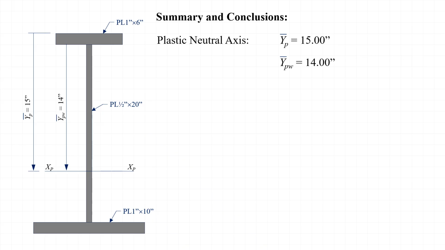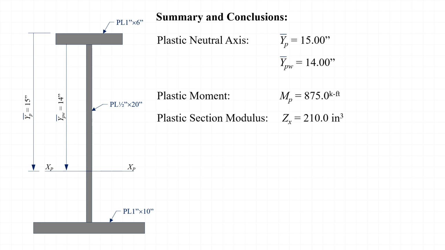In summary, we calculated the location of the plastic neutral axis and found it to be located 15 inches from the top of the cross-section, or 14 inches from the top of the web. Then we went on to find the plastic moment of the cross-section to be 875 kip feet and the plastic section modulus to be 210 inches cubed.